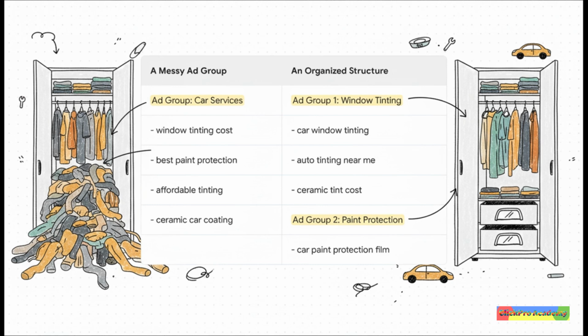Just one big ad group called car services with everything thrown in together. Tinting, paint protection, you name it. How could you possibly write a specific ad for that? You can't. It has to be super generic.